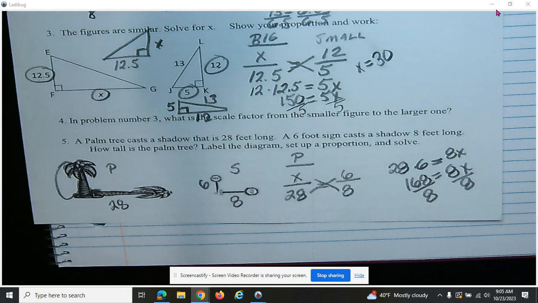Are there any questions? Let's glue this on page 43.